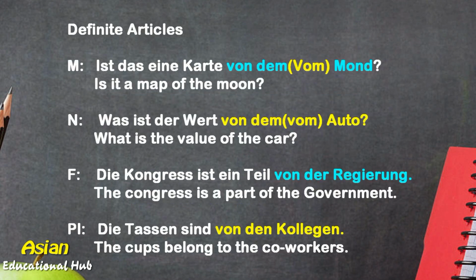Some examples with definite articles. Ist das eine Karte von dem or vom Mond? Is it a map of the moon? We have used here von dem or vom. Was ist der Wert von dem or vom Auto? What is the value of the car? Der Kongress ist ein Teil von der Regierung. The Congress is a part of the government. Die Taschen sind von den Kollegen. The bags belong to the co-workers.